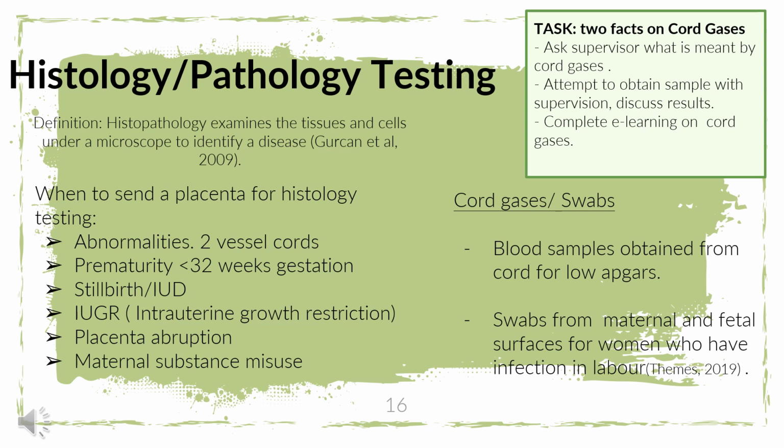Sometimes we may also need cord gases. This is when we take a sample from the venous and the arterial of the cord, and it gives us an idea of the condition of the baby in utero. So I have a task for you all today. When you deliver a placenta that requires cord gases, I want you to ask your supervisor what is meant by cord gases and attempt to obtain a cord gas sample. Remember, you need a separate needle for the arterial and a separate one for the venous. Also, try to complete an e-learning just to widen your knowledge on cord gases.